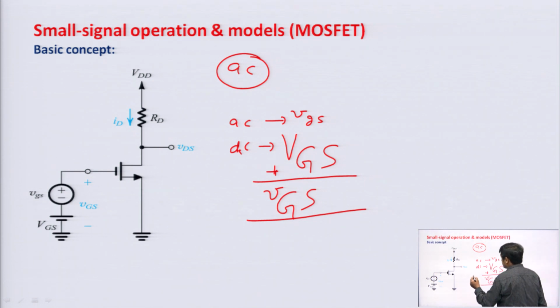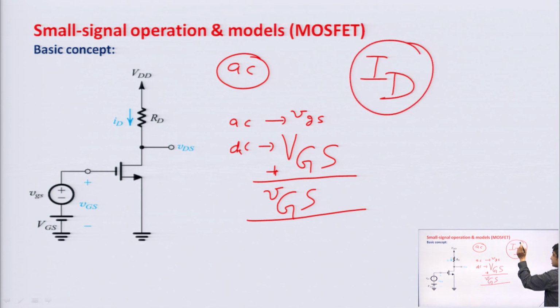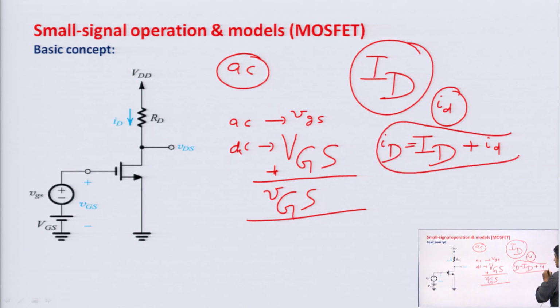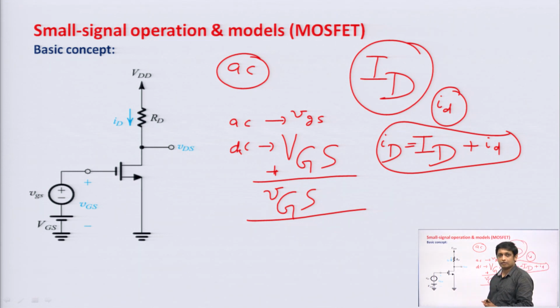Similarly, if it is capital I, capital D, then it is your DC drain current, small i, small d, that is your AC component, the drain current due to the AC component, and the summation of this capital I, capital D and small i, small d is equal to small i, capital D. So, these notations are in fact confusing, but do not be confused, just follow these notations and you can easily understand, fine.